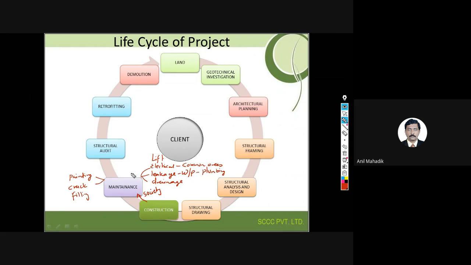All of you know that society members pay the maintenance cost per month to the society. And through that maintenance cost, the society takes care of all these activities. There may be some extension of any part or common areas like that. So these are the maintenance activities. And if the building becomes old, let's say more than 15 or 20 years, then we need to go for the structural audit. Now let's see in detail the structural audit part.